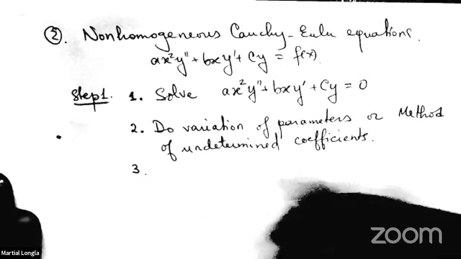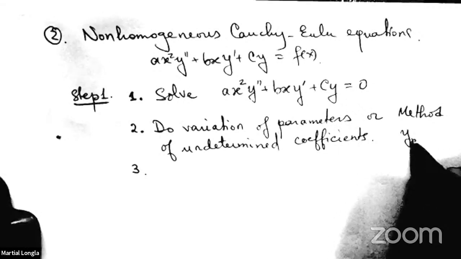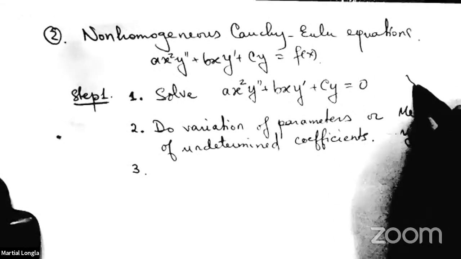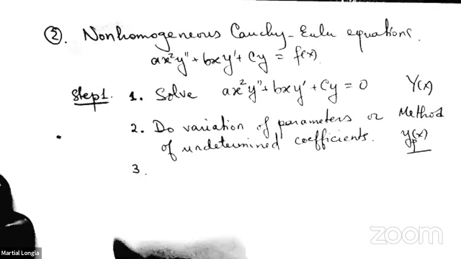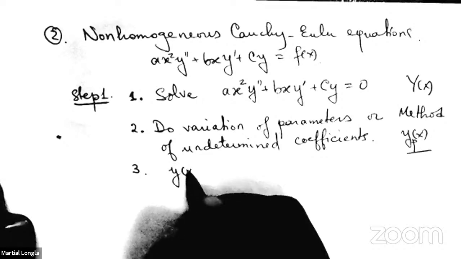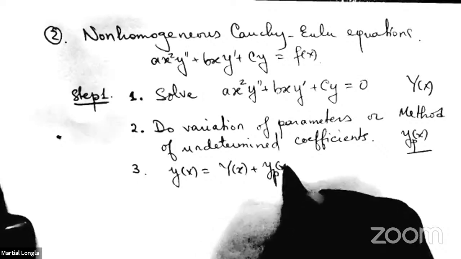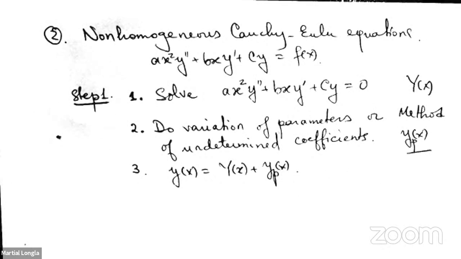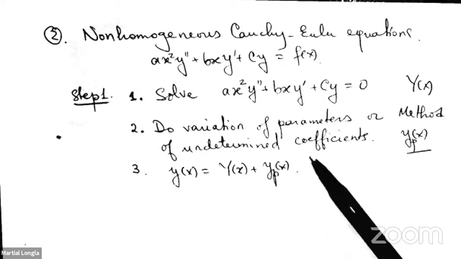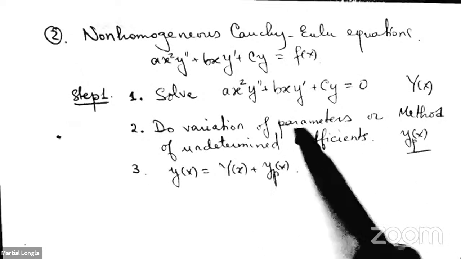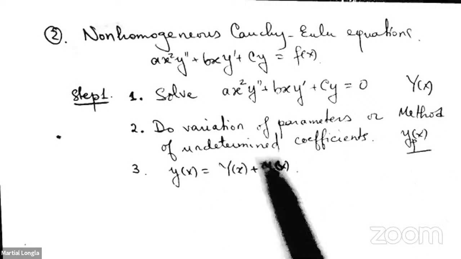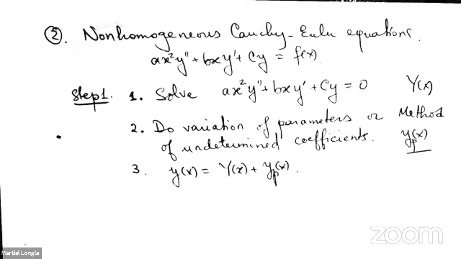And then when you do this, this is to find yp of x. When you solve the homogeneous problem, it's to find capital Y of x. And in the third step, you have your answer y of x equals capital Y of x plus yp of x. That's it. So three steps in here. Now, one thing that I can explain here is how do you do variation of parameters and how do you do undetermined coefficients for this specific problem. So we are going to cover that on specific examples.